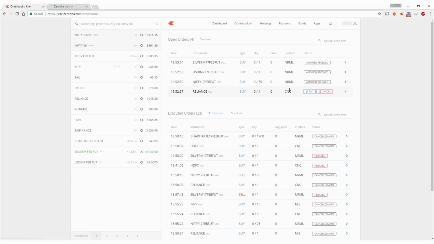The thing to know about AMO orders is that you can place them whenever the markets are closed. While the markets are open, you can trade the live markets. While the markets are closed, you can place aftermarket orders. When the markets are closed, aftermarket orders can be collected, modified, and cancelled.